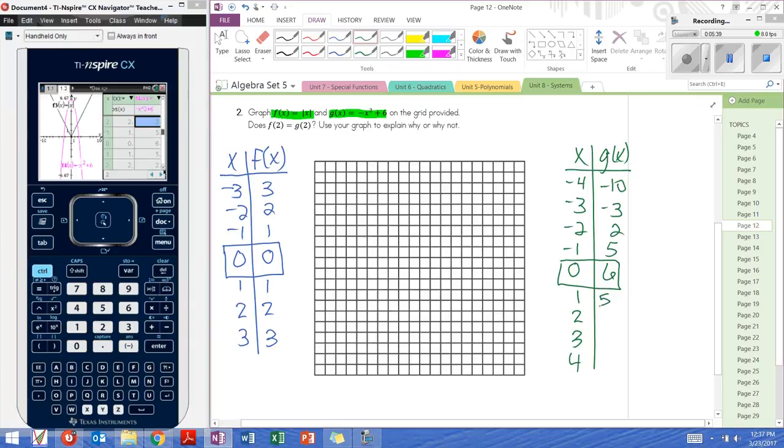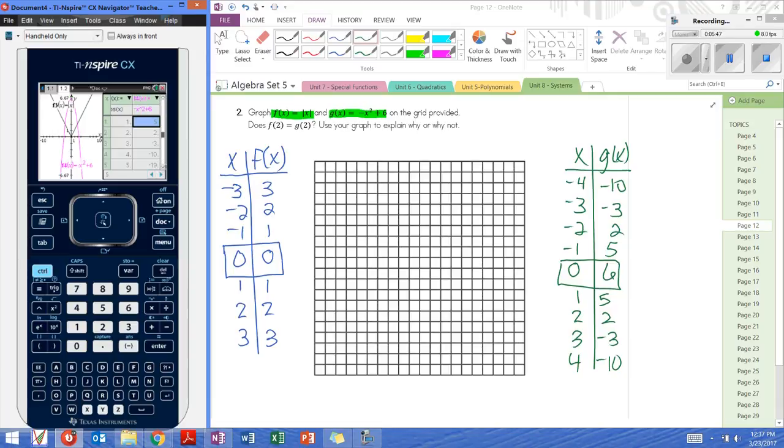So I'll have 5, 2, -3, and -10. And I did that without my table just because I was trying to match up my Y values. Okay, looking at the graph, where's the X and Y axis? Well, it's not there, but we need to draw it in somewhere. And this is kind of nice because we can put it wherever we want.